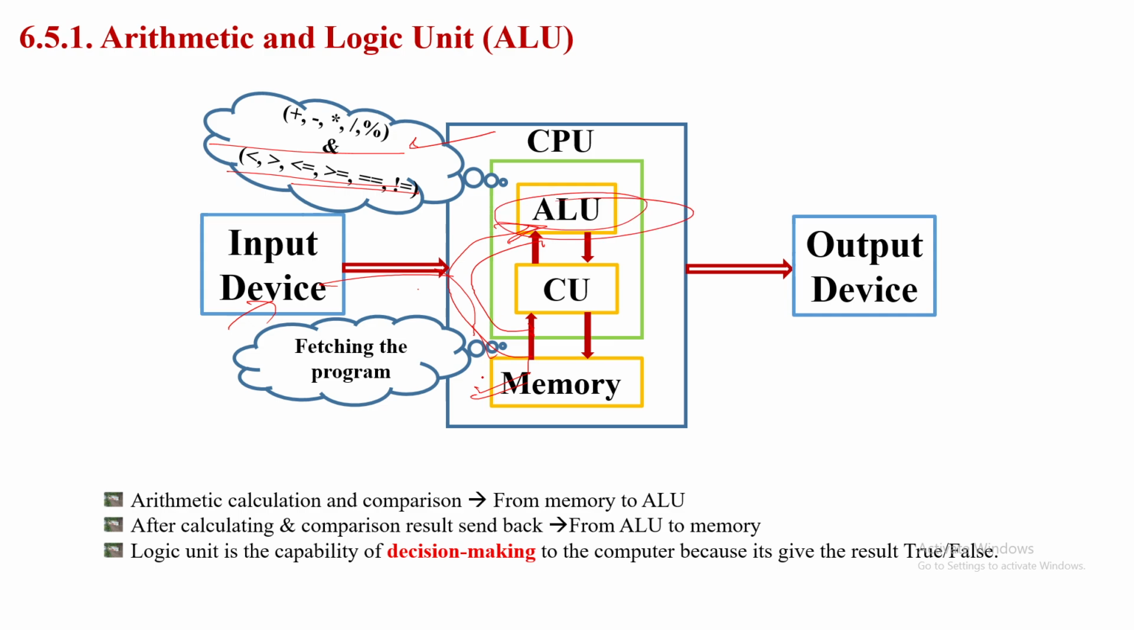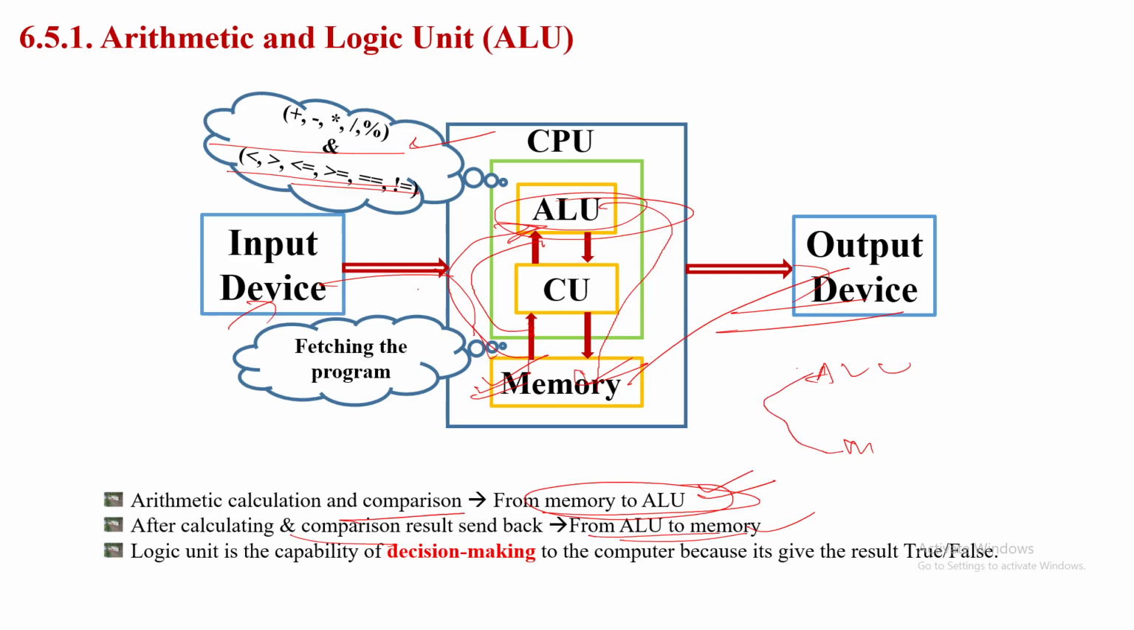So who will send? The memory unit will send, and then after calculating the arithmetic operation or comparison, afterwards it will be sent back to the memory unit, and this memory unit sends to the output device. So for arithmetic calculation and comparison, data is sent from memory to the arithmetic logic unit, and then after calculating it is sent back again from ALU to memory. Here the memory unit is there and here the ALU. First it will be sent like this. After completing the task, it will be sent back to the memory again, and this memory unit will send to the output device.